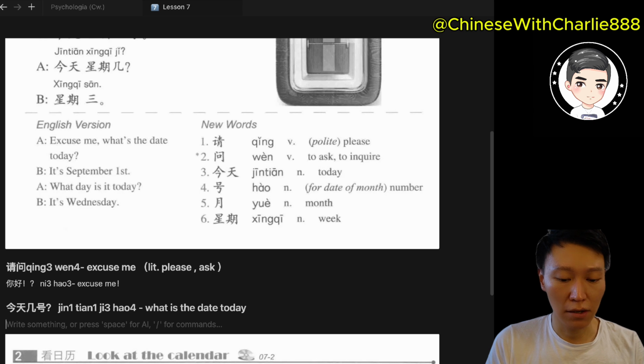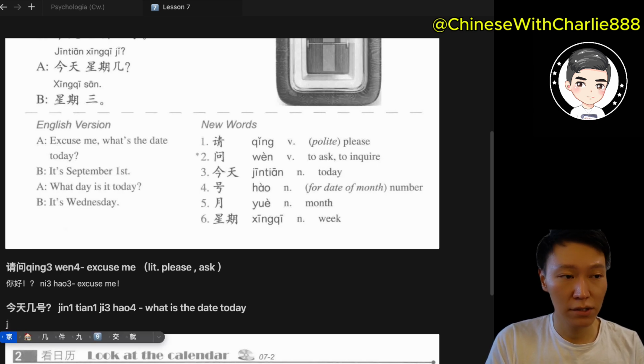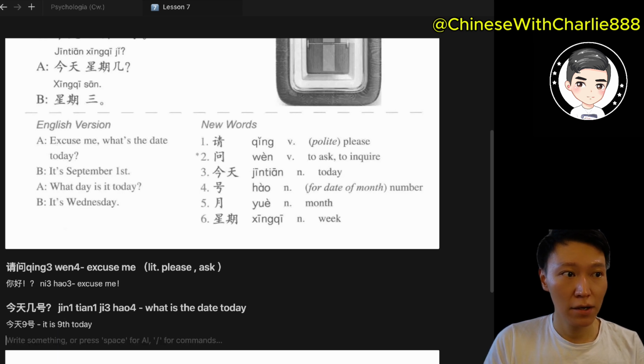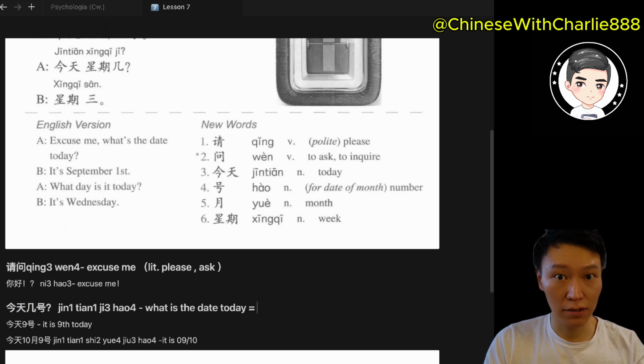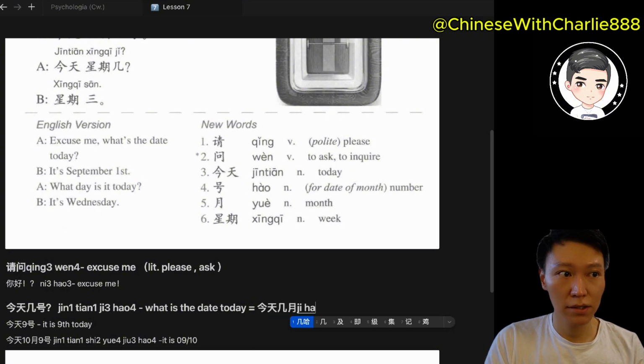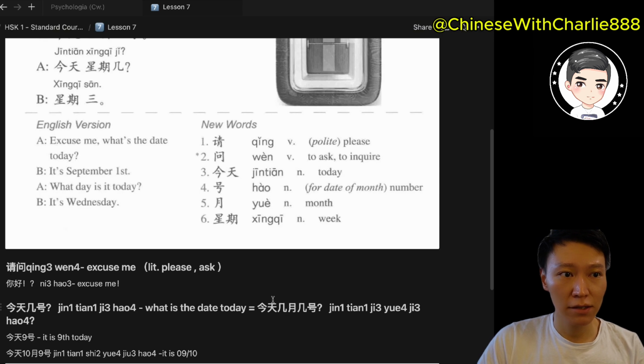And usually when people say 今天几号, you can just say, let's say today is the 9th. 今天9号. It's the 9th today. Or you can also tell people 今天10月9号. 月, like I talked about in the vocabulary part, means month. So it's October 9th. And of course, instead of only asking 今天几号, you can make the question longer, like 今天几月几号? Then the question literally means today, which month, which day.